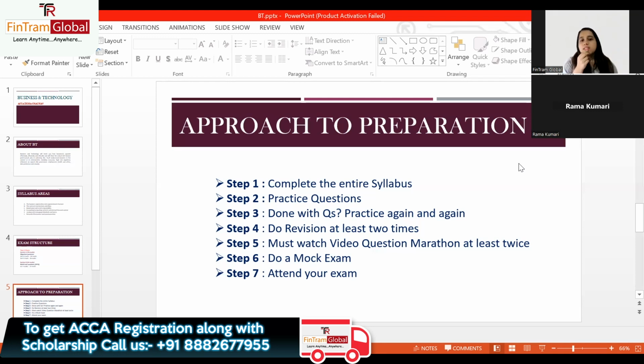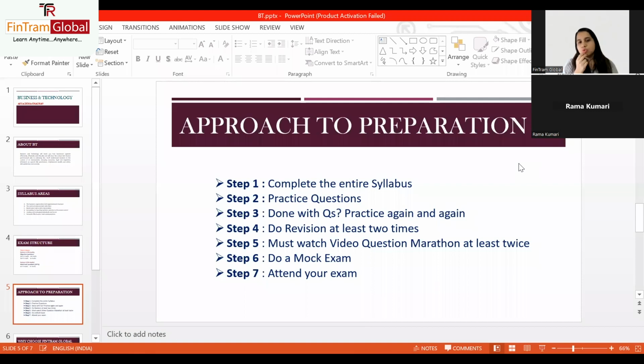Step 6 is, of course, that you should do a mock exam. Giving a mock exam is very important. Students who do not give a mock exam have less chance of clearing the final exam than students who give the mock exam. So give a mock exam. Your performance evaluation at FinTram is done by the faculty, which is me, for business and technology.